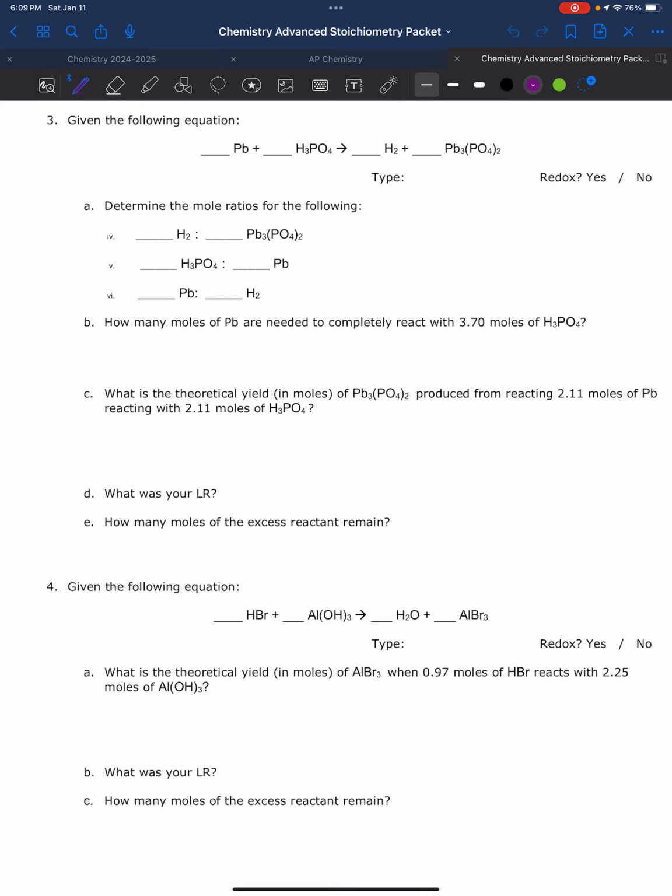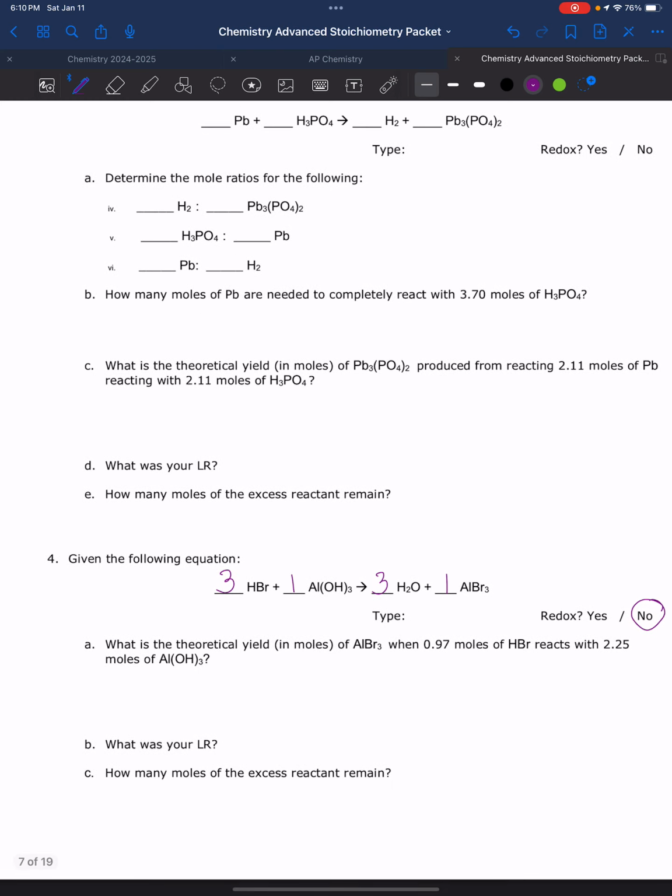And if I look at this equation, I see that we need to balance this reaction. So if I put a 3 here, then I have 3 hydrogens, so 6 hydrogens, which means I need a 3 here. I have 1 aluminum, 3 oxygens on the left, 3 oxygens on the right. So our coefficients are 3, 1, and 3 and 1. Is this reaction redox? Well, this is a double replacement reaction, so no, double replacement reactions are not redox reactions.